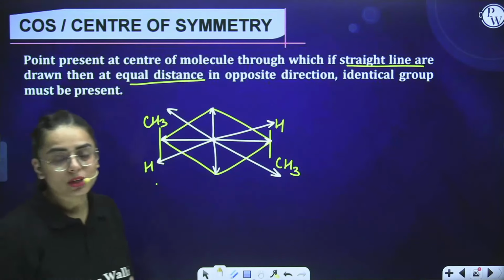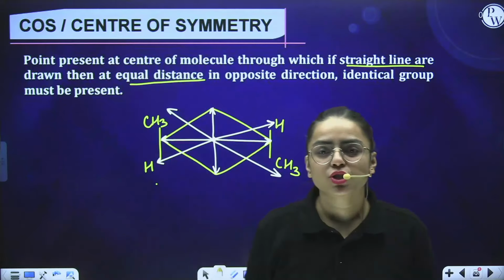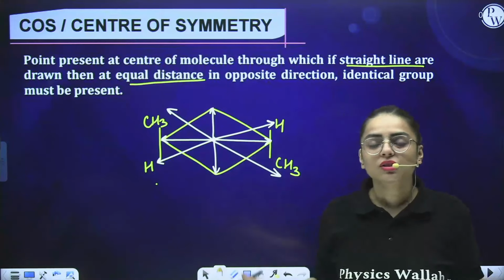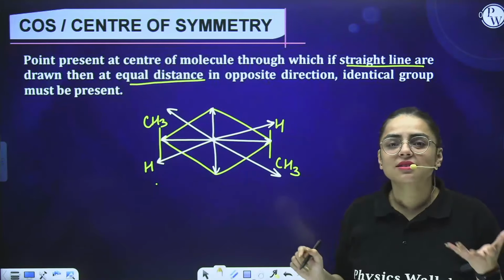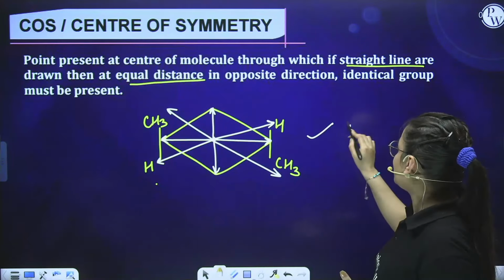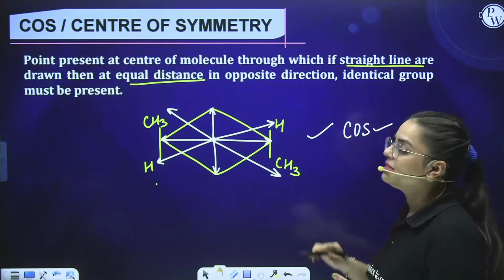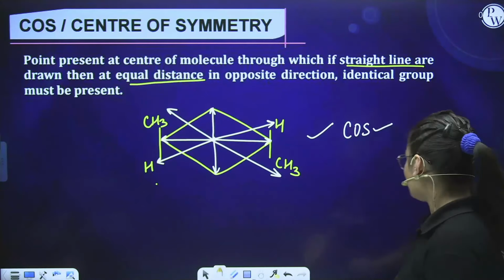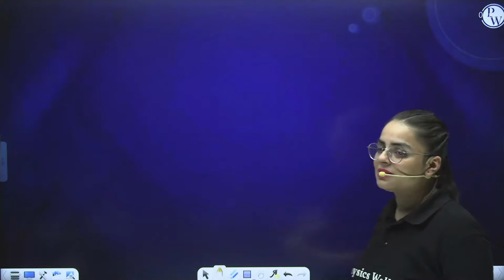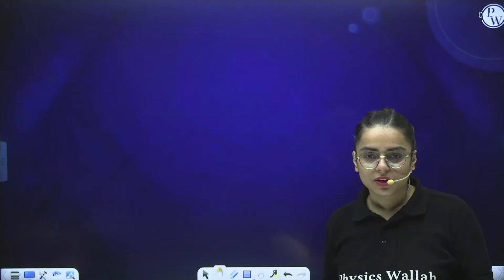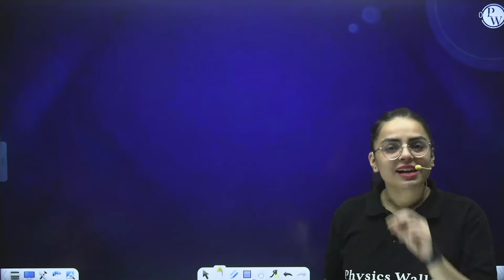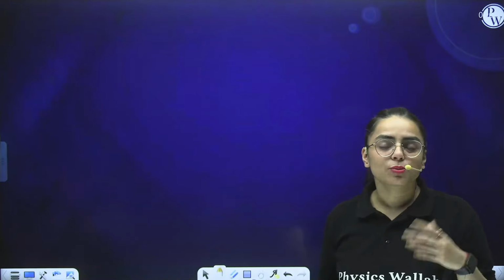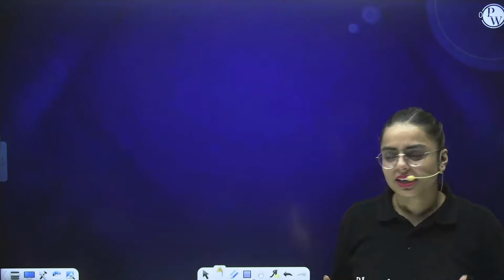That means equal. So the point from the centermost position to all the paths in all the opposite directions, if we get the identical group, that means it has a COS. That means here center of symmetry element is present. Clear? Okay students, now you have seen both of the symmetry elements, that is the plane of symmetry and the center of symmetry. If both of these are absent, then the compound is said to be optically active. So we will take different cases and find out.